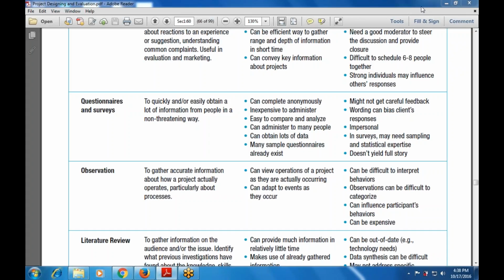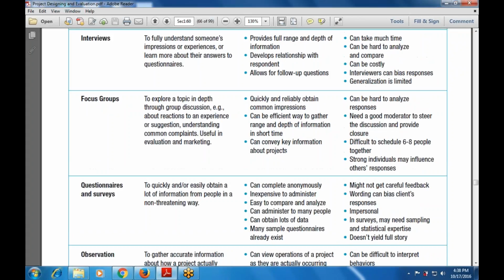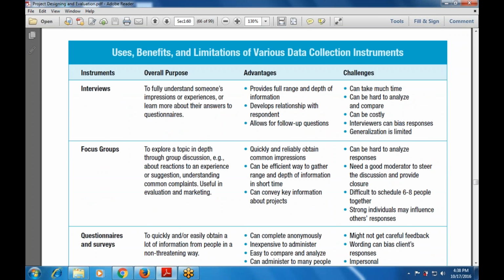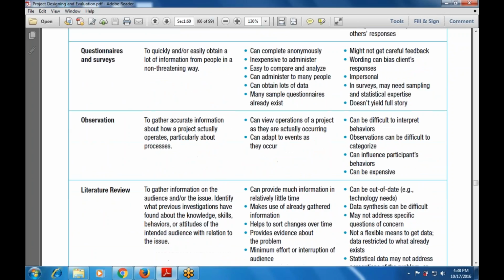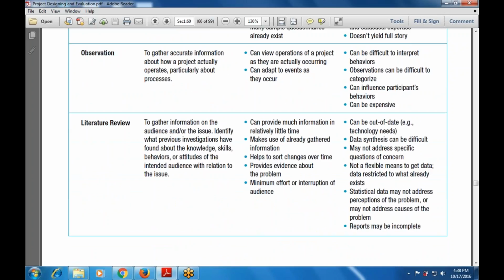So let's move to the next part, that is the literature review. We have done the interviews, the focus groups, and the questionnaire and surveys. Sorry, the next part is the literature review. Now, what is a literature review?